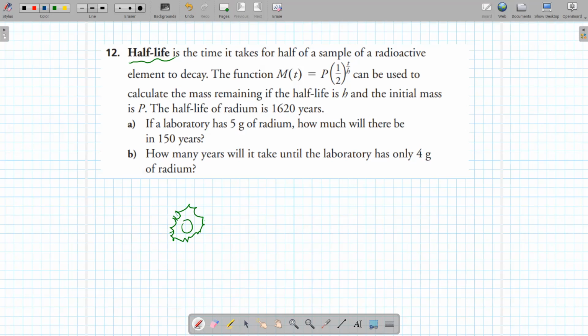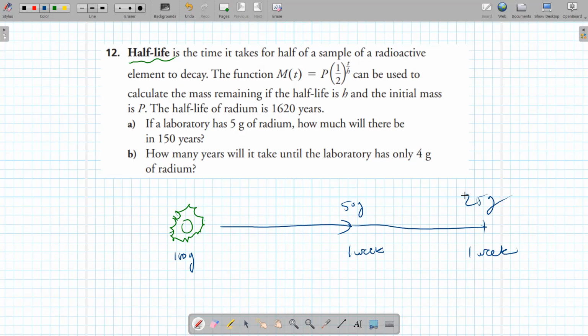So how does it work? Let's say this guy is 100 grams today, okay? And let's say a week later, it becomes 50 grams. You see, the half-life would be 1 week. And then a week later, it's going to be 25 grams. Bacteria, usually their population goes up. It's the opposite of half-life. It doubles or something every couple of weeks. But half-life, strictly, is always exactly 1/2 after a certain period of time.